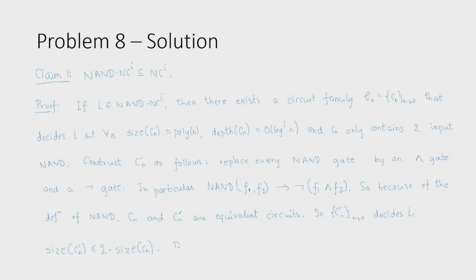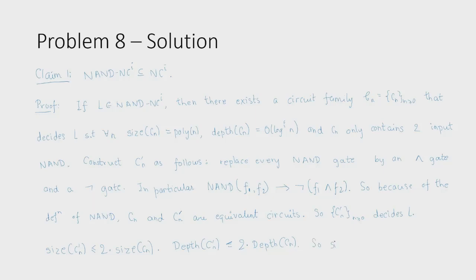And what about depth? So what did we do? We took a NAND gate and replaced it with a depth 2 circuit, right? So this circuit, NOT of F1 and F2, is a depth 2 circuit. At the bottommost level you have F1 and F2 and then a NOT gate on top of it. So the depth of C prime n is at most twice the depth of Cn.